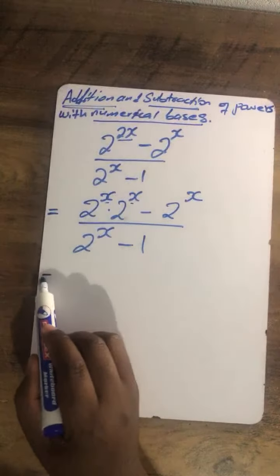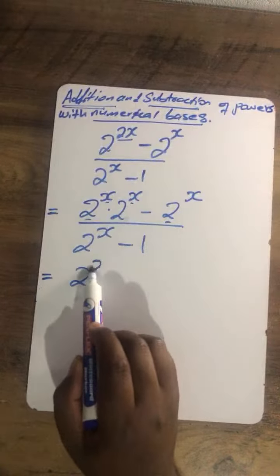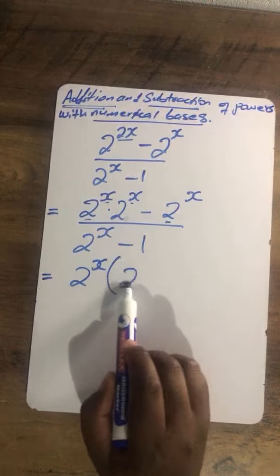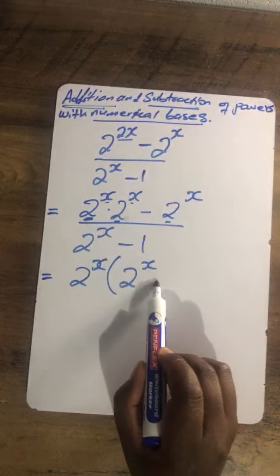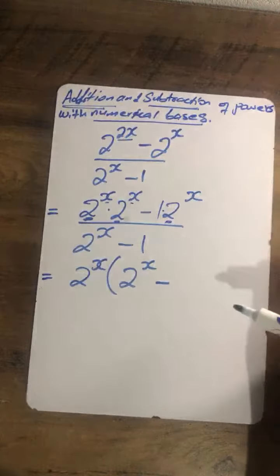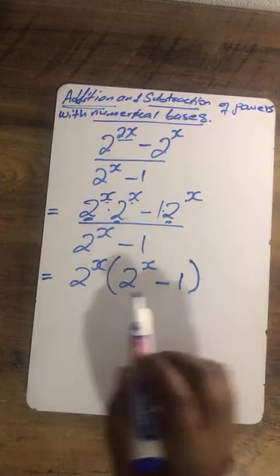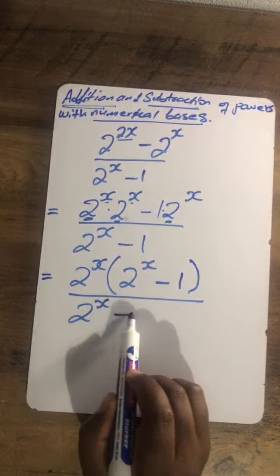Okay, so now let's see. I've got a common factor there, so that means I can take out that as common factor. I'm going to remain with that. So I took out that, I remain with this one, and then minus this one, you remain with an invisible one there. So that's why I'm writing 1 there. Then if you say over, you remain with 2 to the x minus 1.